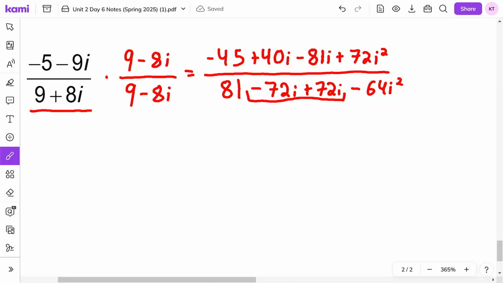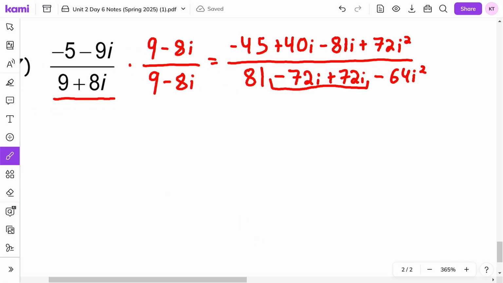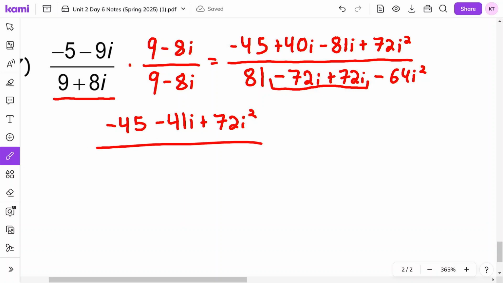But we'll get back to that in a second as I look at my numerator. So I'm just going to write this actually below because I have more space. I will have negative 45, and then 40i minus 81i will actually give me a negative 41i, and then plus 72i squared. And then I'll have 81. And again, like I said, these will cancel each other out, so that will be 0 minus 64i squared.